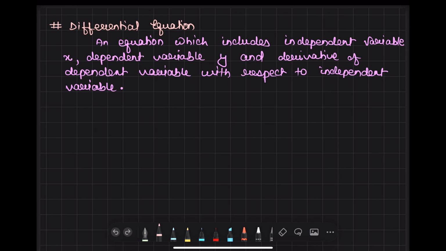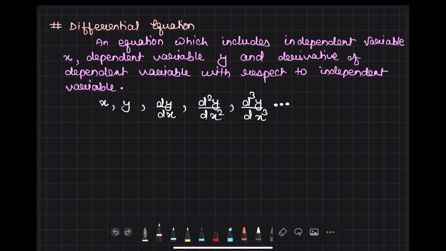And then the derivatives of the dependent variable with respect to the independent variable, meaning dy by dx, d2y by dx square, d3y by dx cube, and so on. So the independent variable x, then y, then dy by dx, d2y by dx square, d3y by dx cube, and so on. These combinations have to be available in the equation; then only can you say that it is a differential equation.